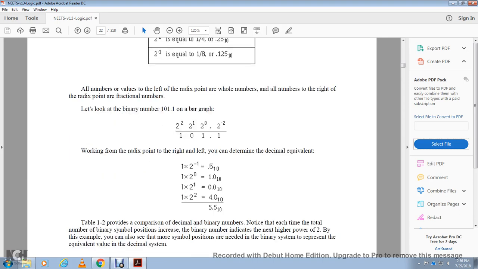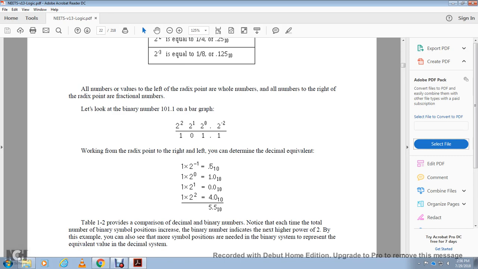Work from the radix point, from right to left, to determine the decimal equivalent. 1 times 2 to the negative 1st would be 0.5 base 10. 1 times 2 to the 0 is 1.0 base 10. 0 times 2 to the 1st would be 0.0 base 10. And 1 times 2 to the 2nd would be 4.0 base 10. Together they all equal 5.5 base 10.